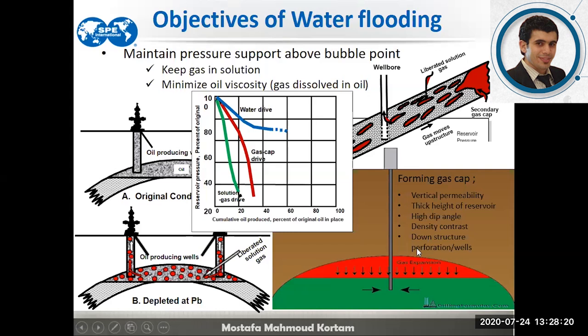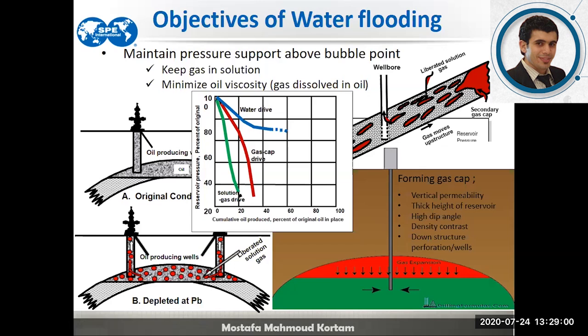Down structure perforation wells: if your perforations are in the middle of the reservoir or in the bottom side of your reservoir, at that time, the gas that will be created will not flow directly into the perforation, so you have the chance to create a secondary gas cap. But if you don't have any of them or all of them, most probably you will follow the green curve where you have less recoverable oil, and at the same time, a decline in the reservoir pressure that would not enable you to produce sufficiently in an economical way.